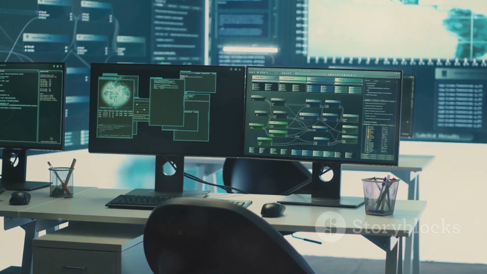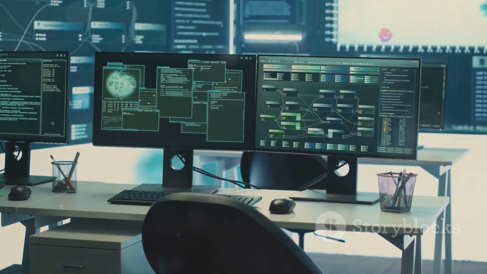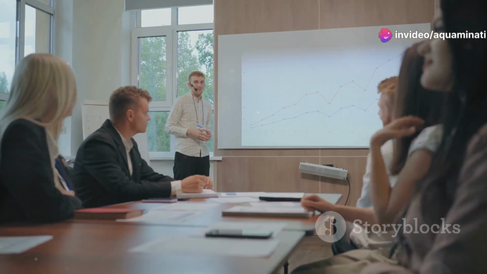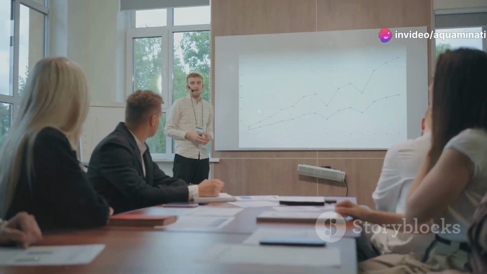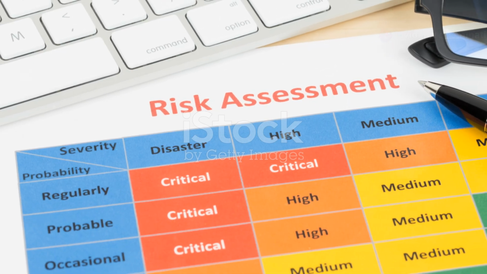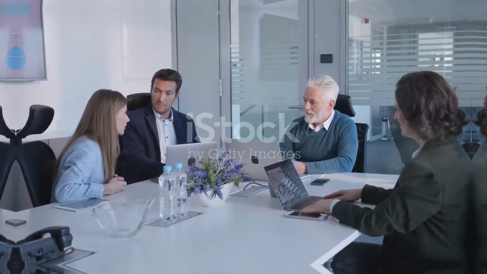Findings. Present detailed findings for each domain, including identified vulnerabilities and compliance gaps. Recommendations. Provide specific and actionable recommendations to address identified issues. Prioritization. Rank recommendations based on risk level and potential impact.